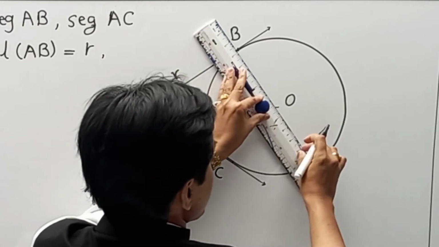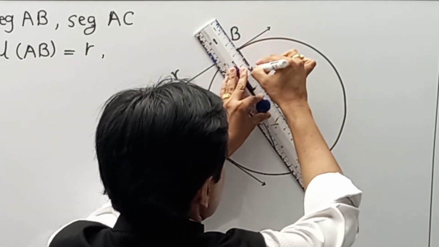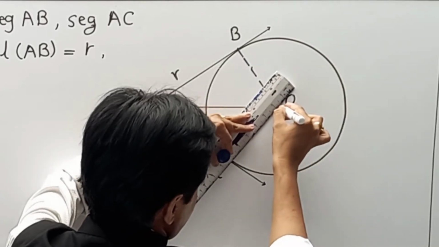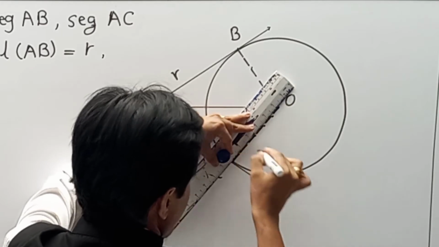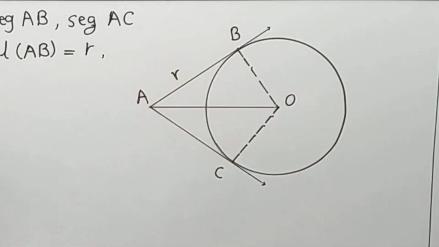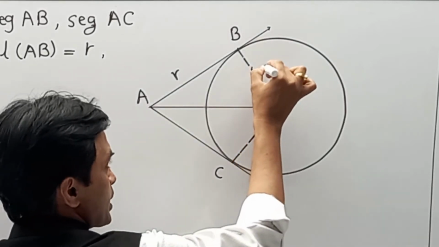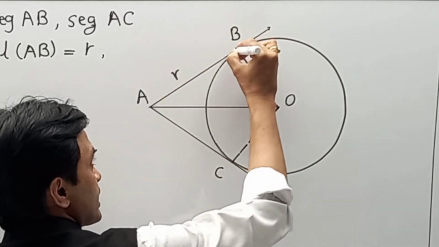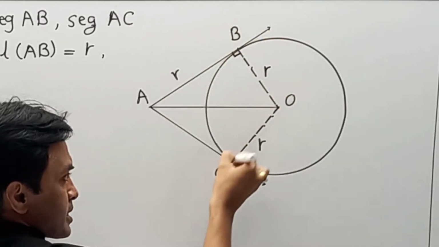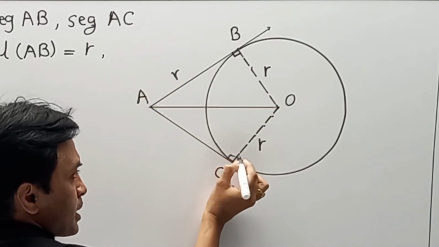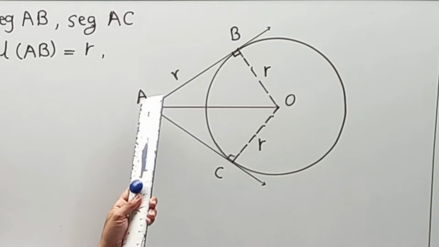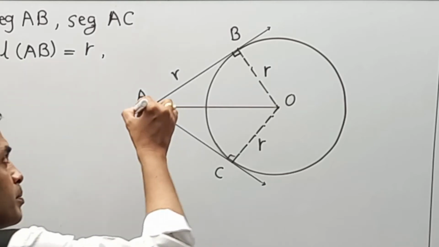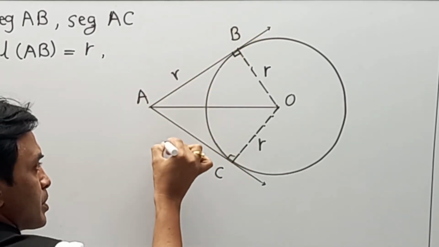If I join OB and if I join OC, now OB and OC are nothing but radii of the circle. Naturally they also become R and R. Next, as it is a radius and a tangent, the angle must be 90 degrees. Next, if a point is outside a circle and we draw two tangents to the same circle, then the tangents are congruent. Means if AB is equal to R, then AC must be R.